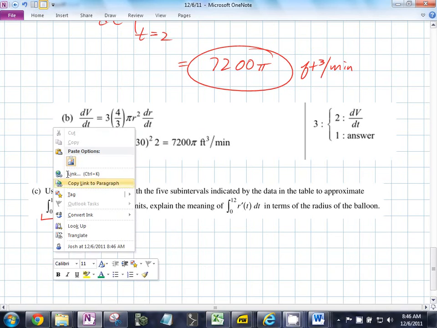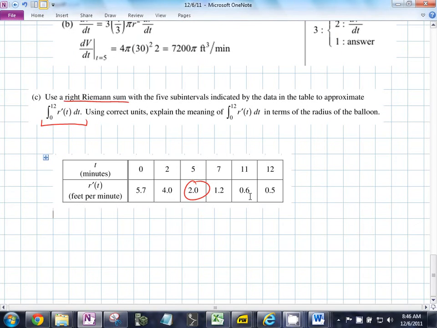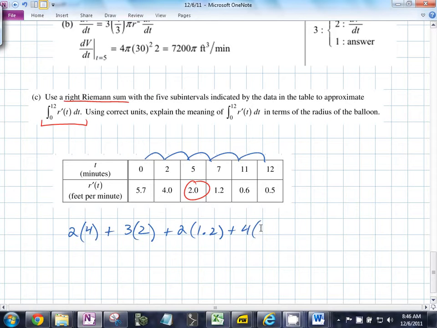So the first interval, oh, that's a picture, so I can't erase it. Where there's the first, the second, the third, the fourth. What's the width of the first interval? 2 times 2 plus... nope. 3 times 2. 3 times 2 plus 2 times 1.2 plus 4 times 0.6 plus 1 times 0.5.